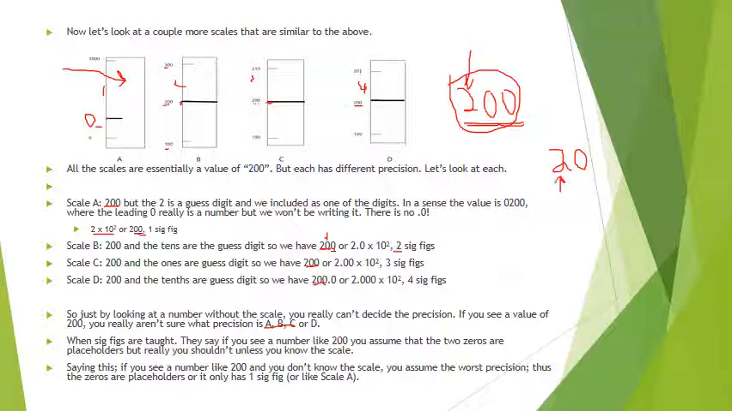Now sometimes I will write down 20, and I'll say this 0 counts, okay? So that means it has a scale that measures to the ones. A guess digit is allowed to the ones. Okay, so just pay attention to that as I go along.